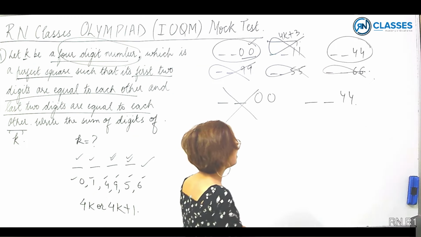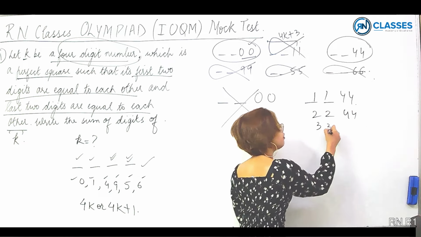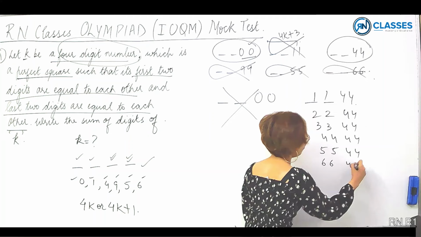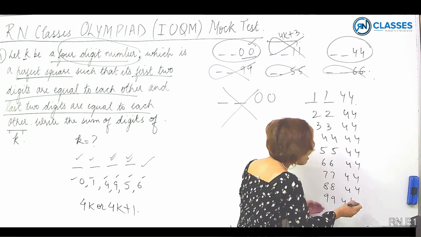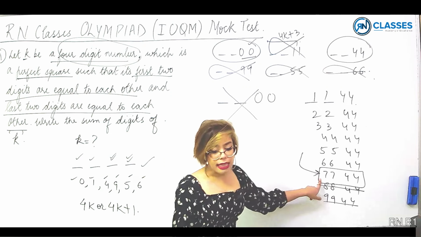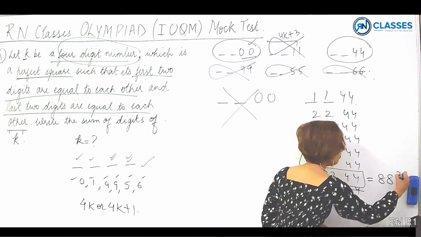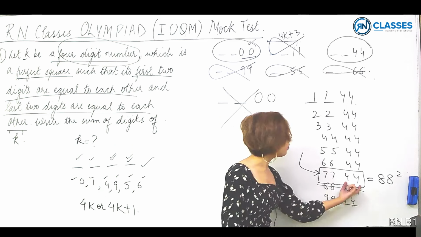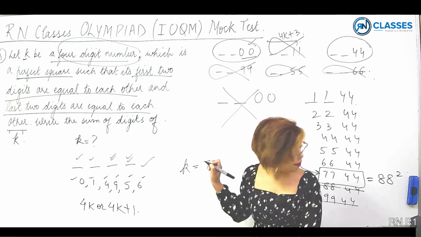Right? So here, let's just say, 1, 1, 4, 4, then 2, 2, 4, 4, then 3, 3, 4, 4, then 4, 4, 4, 4, 5, 5, 4, 4, 6, 6, 4, 4, 7, 7, 4, 4, 8, 8, 4, 4, 9, 9, 4, 4. In fact, I don't need to check these 2 because when I come to this number, I will realize this is a perfect square. I think it is 86 square, I guess. Oh, no, actually this is 88 square. Right? So this is a 4-digit number whose first 2 digits are equal to one another and last 2 digits are equal to one another. That means K turns out to be 7744.